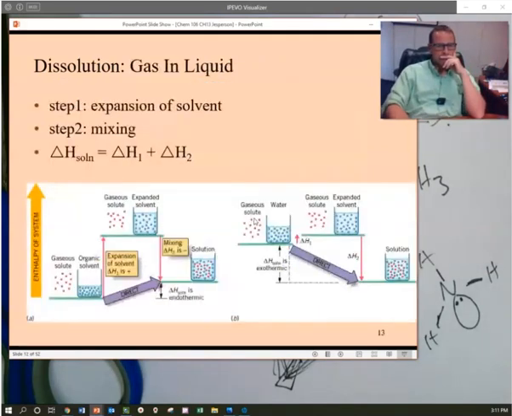Let's see. Same thing can occur with gases. Here's gases. To allow the gas to go into the solvent, you need to expand the solvent. So you're kind of overcoming the intermolecular forces associated with the liquid to allow the gas to interact there. And the result might be, again, an endothermic delta H, or it could be an exothermic delta H.